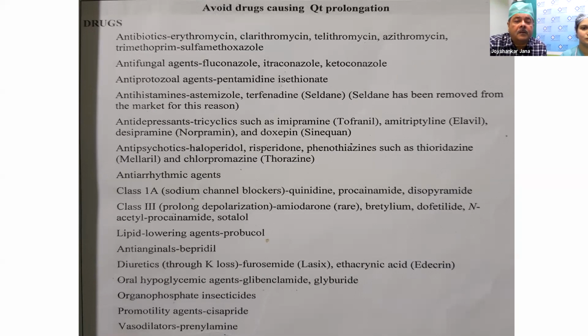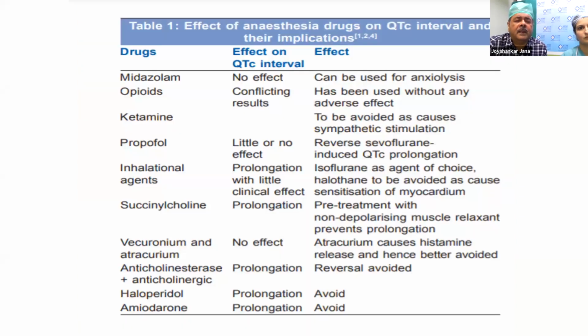Now, which anesthetic drugs should be avoided, which can cause prolonged QT syndrome? This slide is taken from the Indian Journal of Anaesthesia 2016, which shows the various drugs which can be safely used and should not be used. Midazolam can be used, opioids can be used, ketamine is never to be used. Propofol has very little effect, but can be used. No inhalational agents; even though isoflurane may be the agent of choice, it should be avoided.